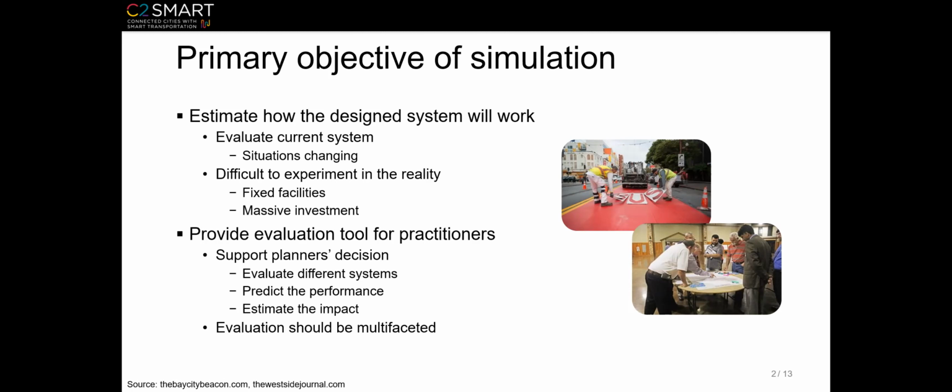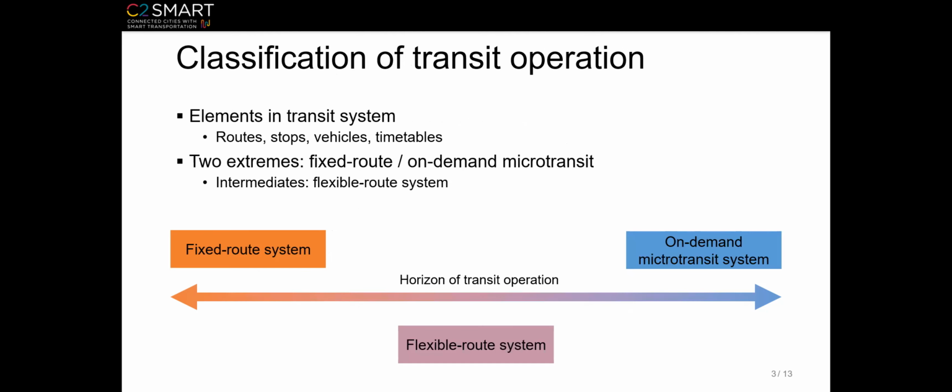So the main objective is for the practitioners who want to evaluate their current systems and who want to evaluate some alternatives compared to their existing ones. There are several elements in transit systems, such as routes, stops, vehicles, and timetables. They can vary, so they can be flexible. In this classification, there are two extremes. One is a fixed route. So most of the elements are fixed. They are predictable, and they remain constant during a significant time.